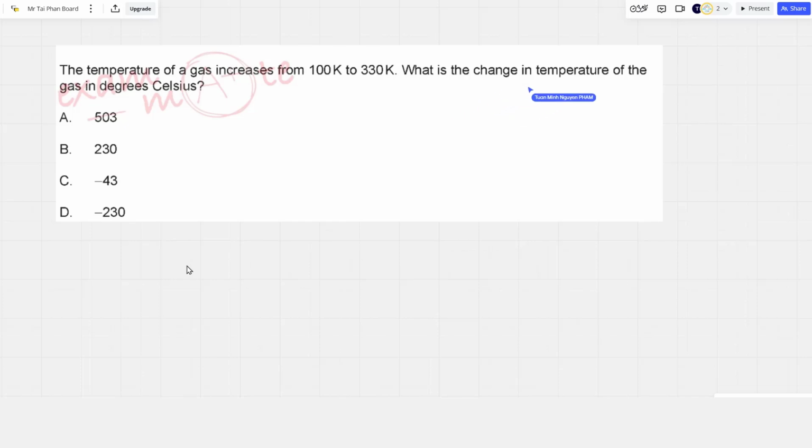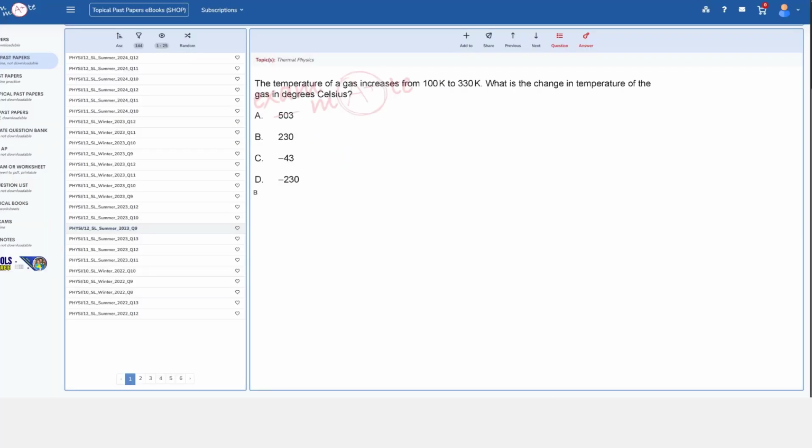I can't see the degree Celsius myself. Easy, very easy question. I memorized it: the change in the Celsius degree is exactly the same as the increase in the Kelvin temperature, meaning B, 223. The change in Kelvin is the same as the change in degrees Celsius. Okay.